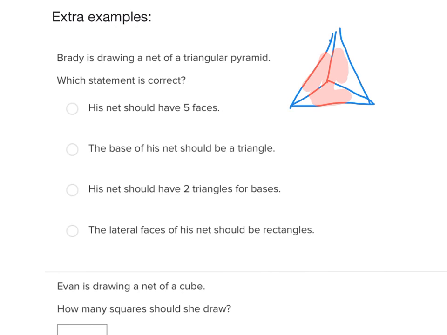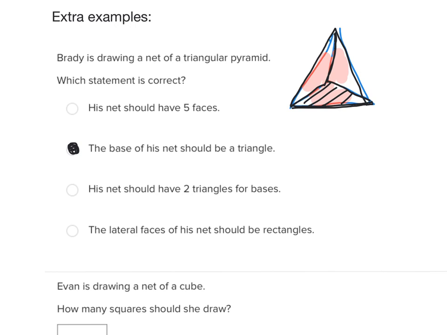Another way to say it is there's a face coming up off of each edge. So that bottom edge, there's a front face right there. There's a face on the back right there, and there's another face on the back left. So that's 3 faces, and then there's the bottom face. Okay. The base of his net should be a triangle?